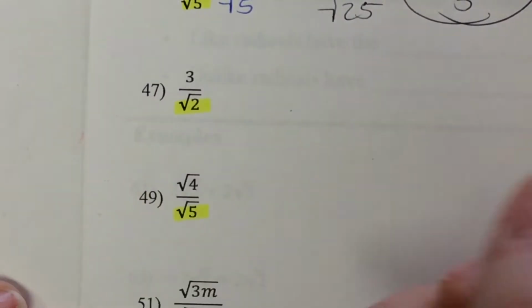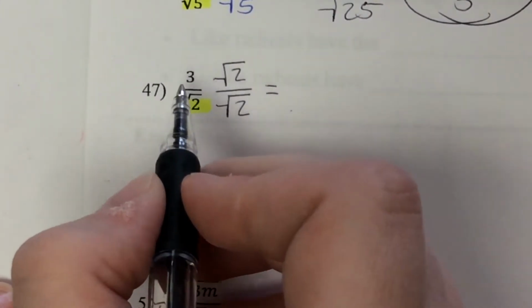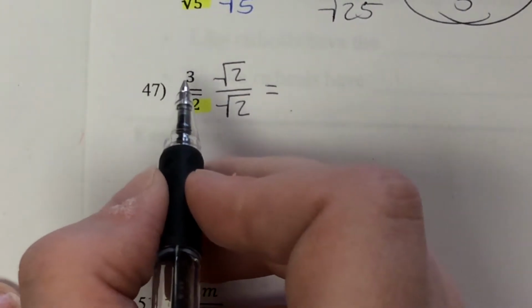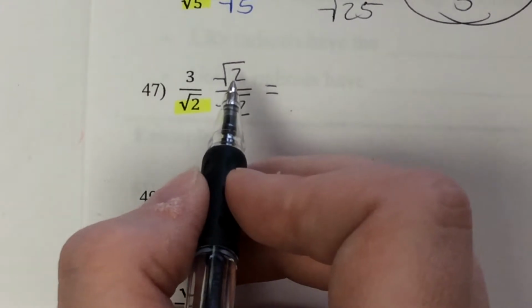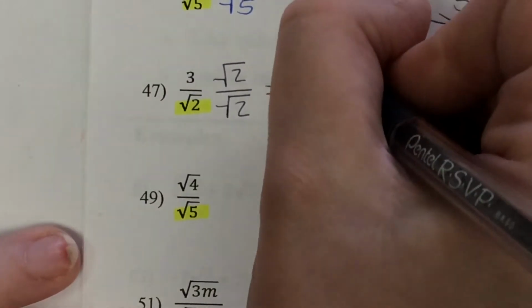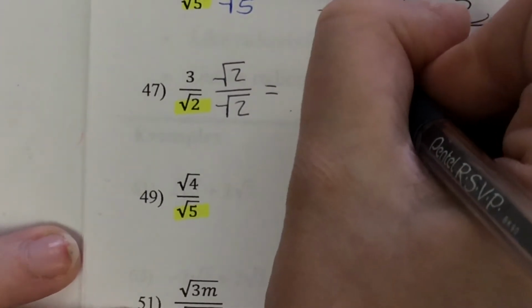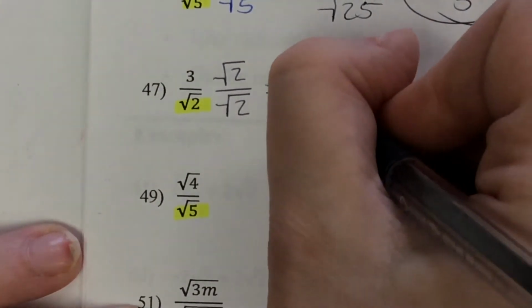We have 3 over radical 2, so we're going to multiply that radical 2 to the top and to the bottom. In the top, however, this time we have a coefficient. 3 is not inside of a radical, so it's not a radicand. This 2, however, is a radicand, so they can't go together. You're going to just have to leave them separate. Just 3 radical 2. Okay? In the bottom, 2 times 2 gives me radical 4.